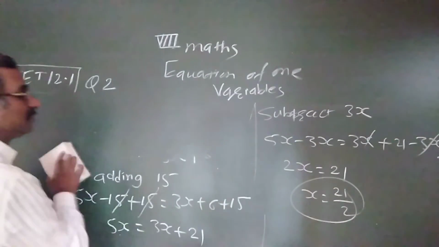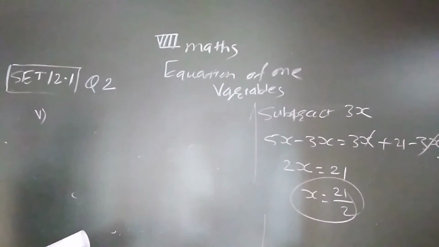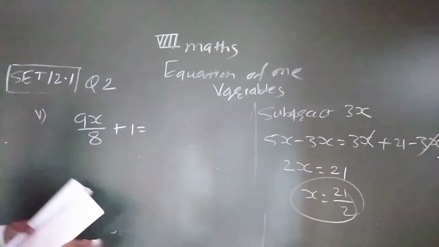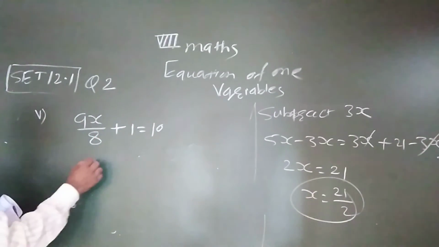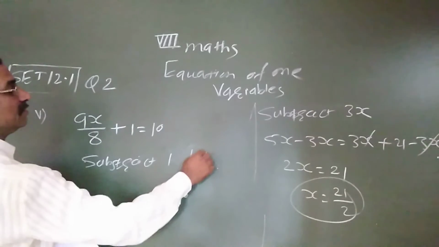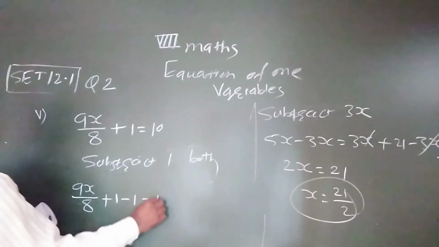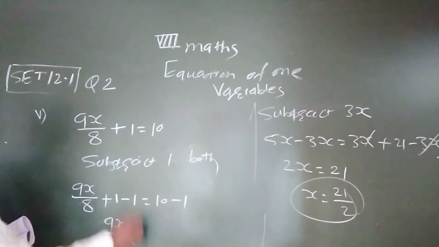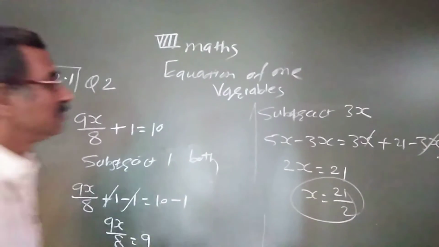Then take 9x divided by 8 plus 1 is equal to 10. So here we want to eliminate this plus 1, so subtract 1 on both sides. 9x divided by 8, here is the plus 1 minus 1, here is the 10 minus 1. Therefore 9x upon 8 plus 1 minus 1 get cancelled. So 10 minus 1, that is 9.